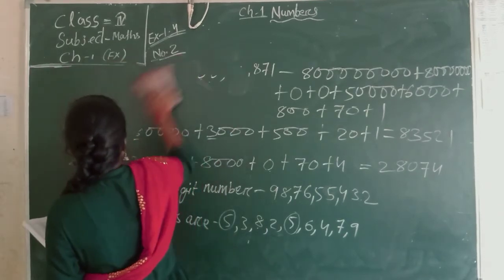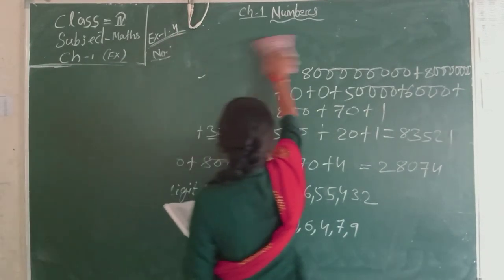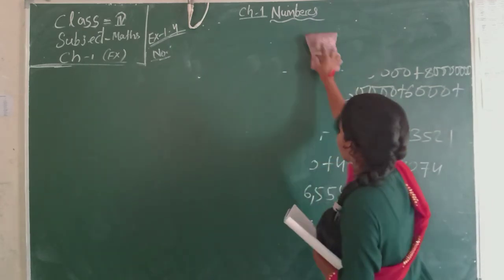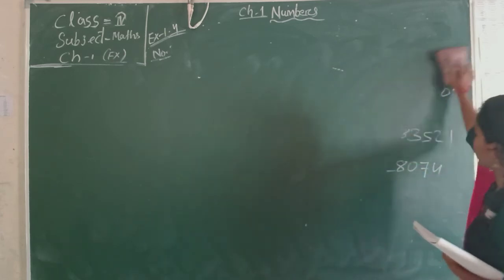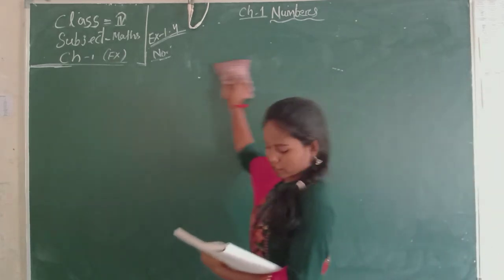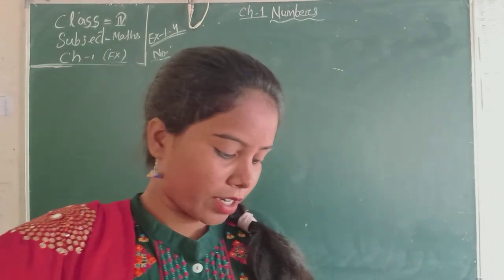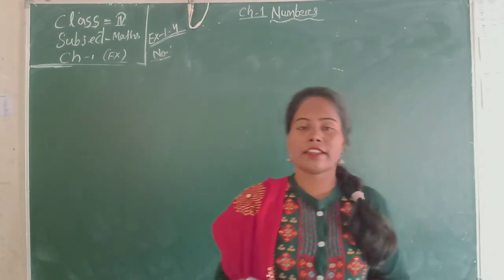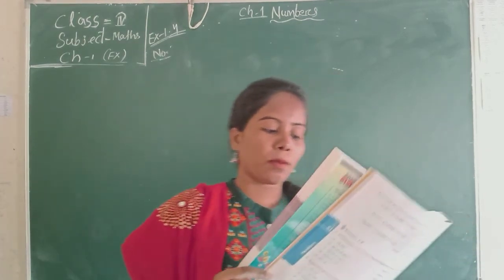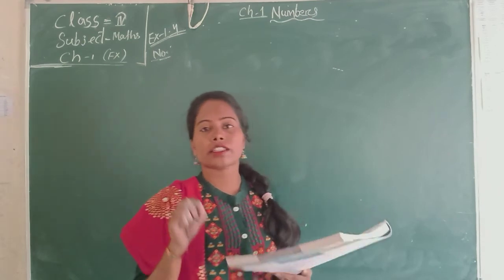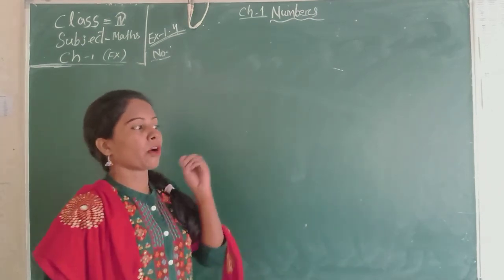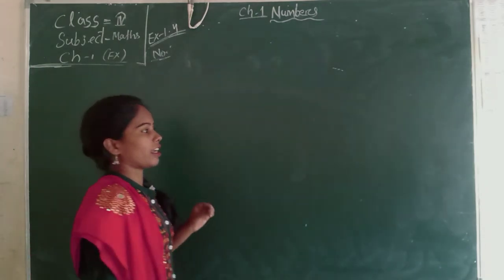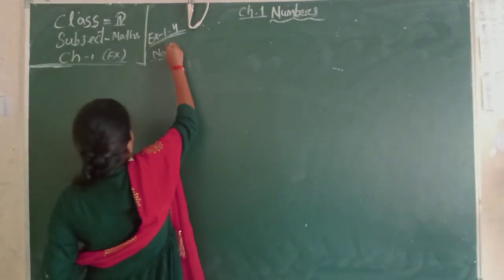Okay, next come to number 5. Number 5 is what? Write the smallest 7-digit number made up of these digits. Here 7 digits are given and you have to make the smallest 7-digit number. While you are making the smallest number, you have to arrange the digits in ascending order, then you will get the smallest number. Okay, let's do it.